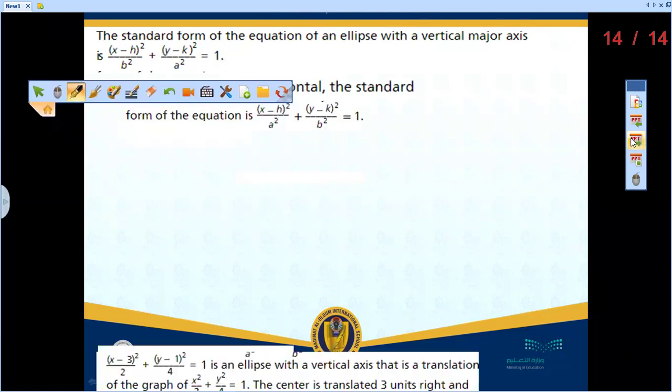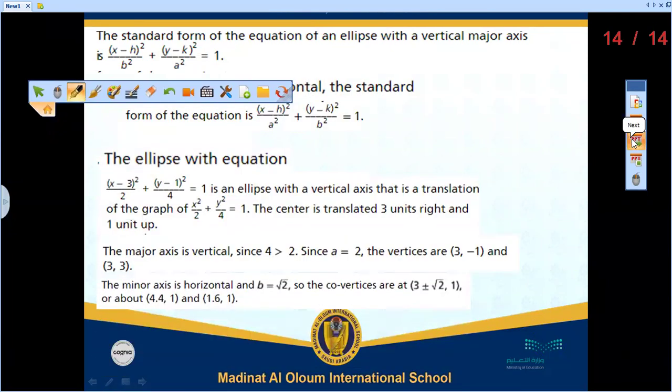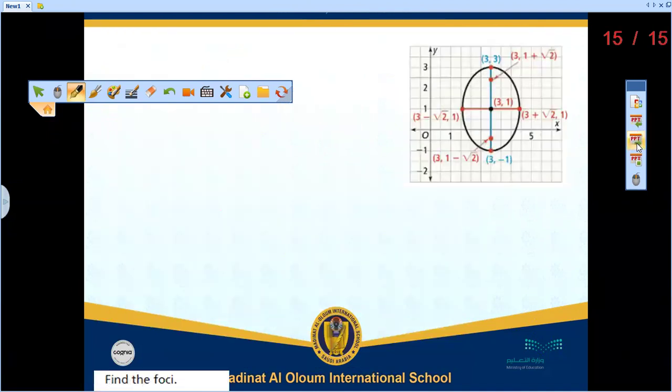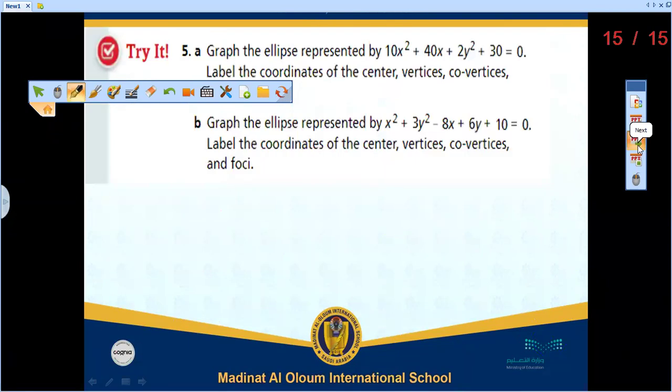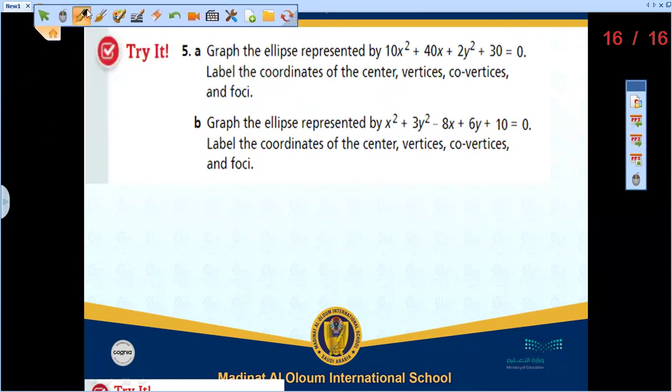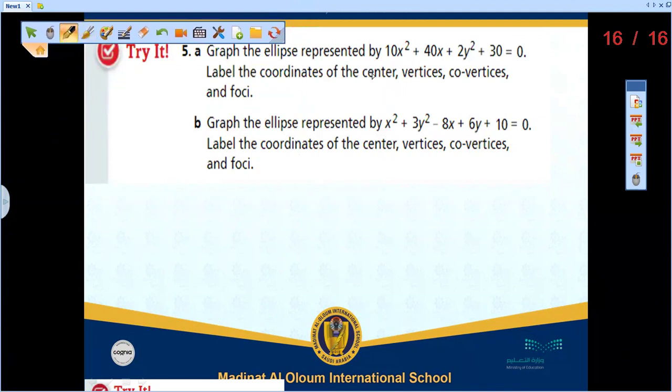Okay, this one, guys, is also an ellipse in a transformed way. How could we determine it's an ellipse, guys? I check the coefficients of x squared and y squared. If they are different, it means it's what? Ellipse. This one is an ellipse: different coefficients of x squared and y squared. If the coefficients of x squared and y squared are the same, it's a circle.